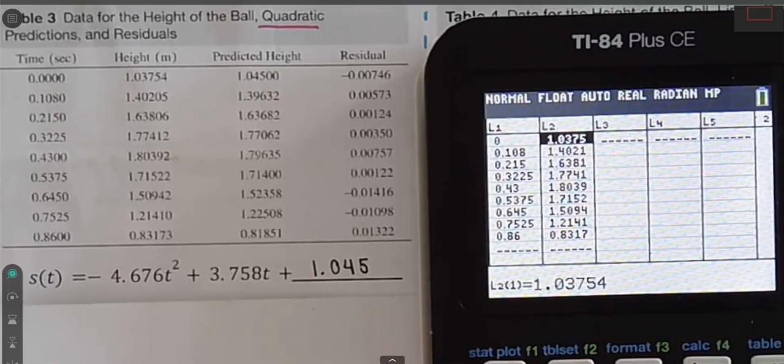Yes? Where do you get 1.045 for the equation? So ignore the equation. I didn't mean to give you guys that. I wanted you guys to find the equation. I will make that change for next year's notes.